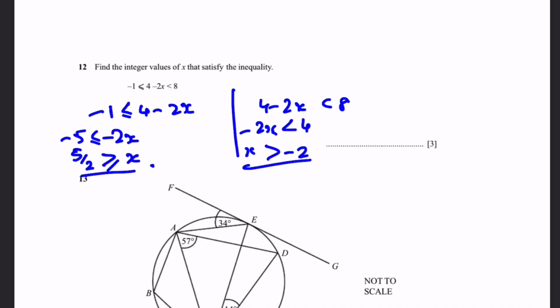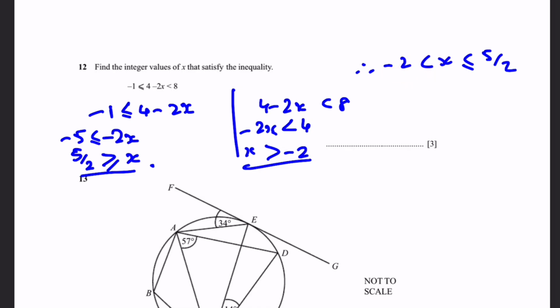So now we can write the whole inequality as minus 2 less than x less than or equal to 5 by 2. And the question is to find the integer values of x that satisfy the inequality. And so, we cannot write minus 2 because minus 2 is less than x. It's strictly less than, so it cannot be equal to minus 2.